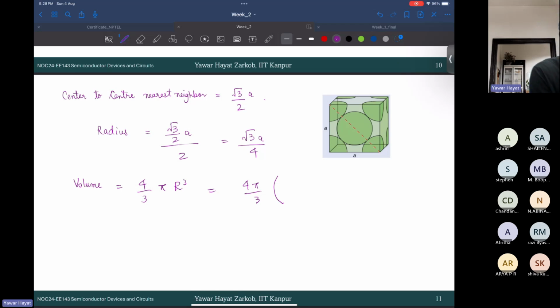So this is 4 pi by 3 r cube, right? And r is your root 3A by 4 cube, obviously.